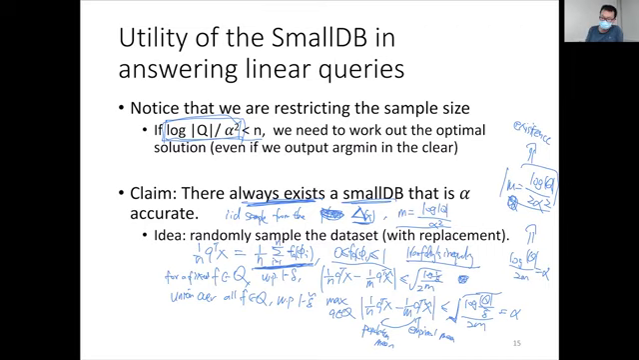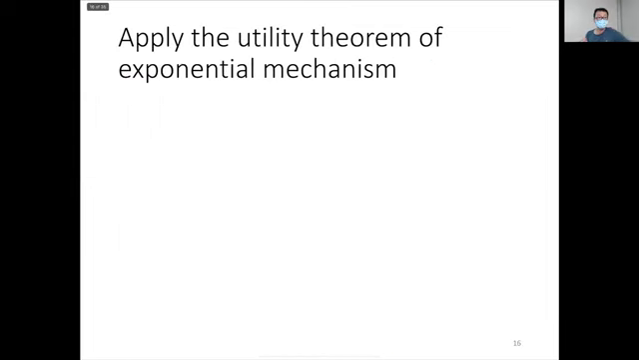Okay, so this shows that if we sample this many, then the OPT is larger than n times alpha. Notice that this alpha is normalized, therefore we multiply it by n. Okay, let's keep that in mind and move to an application of the utility theorem of the exponential mechanism. Do we still remember that?